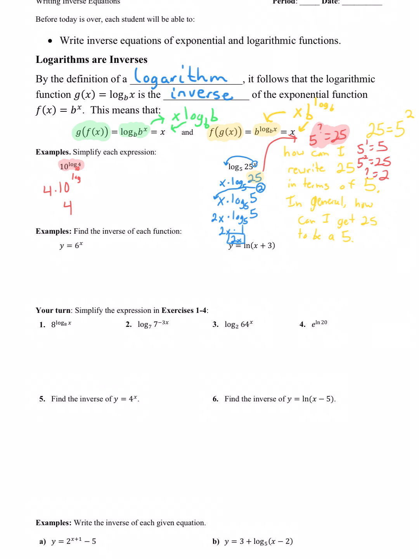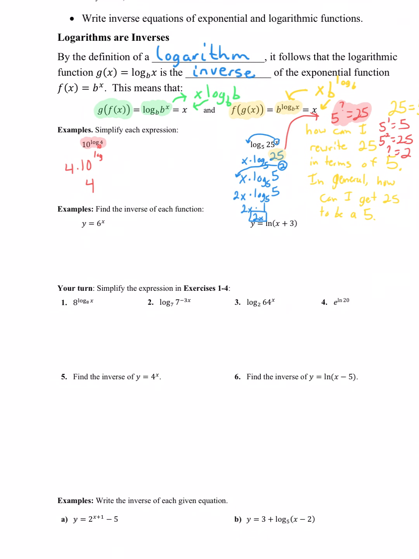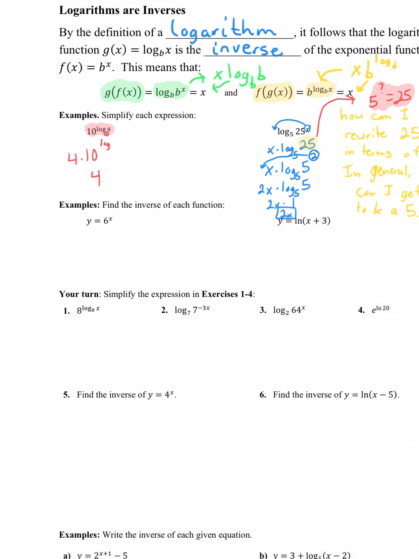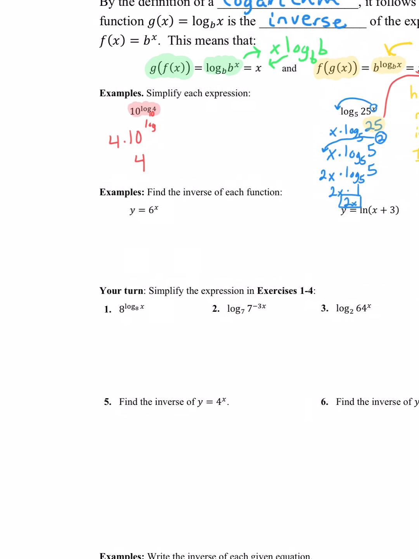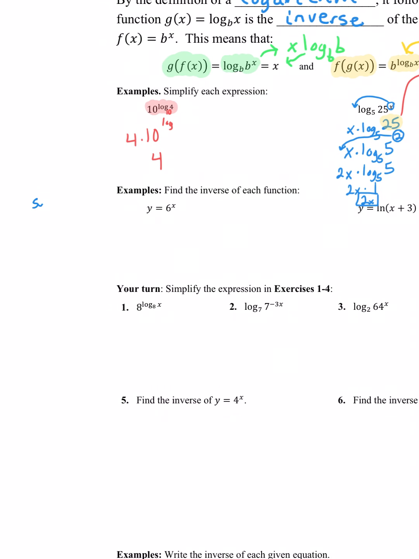All right, the next thing I want to do is find the inverse of each function. We haven't explicitly done this yet, but we should know how to do this by now. Just a reminder that when you find the inverse, the first thing you're going to do is swap x and y, just like we did in mod 1: x equals 6 to the y. And then we're going to solve for y.